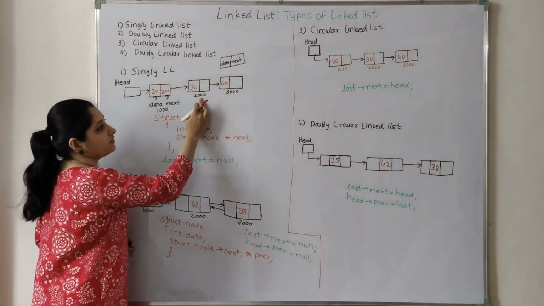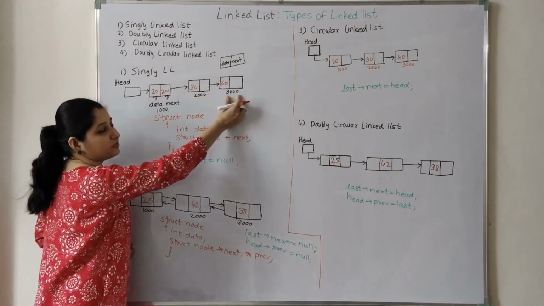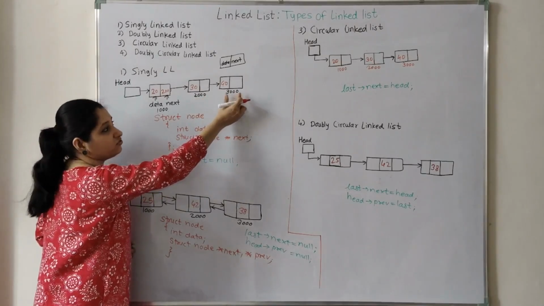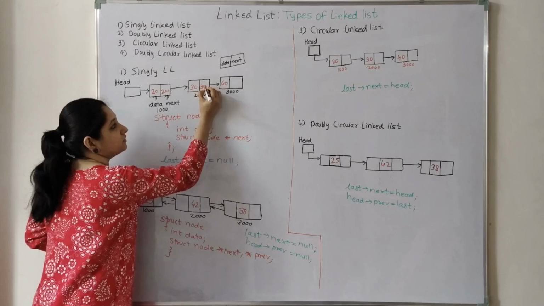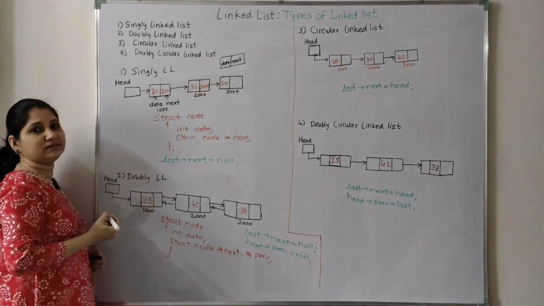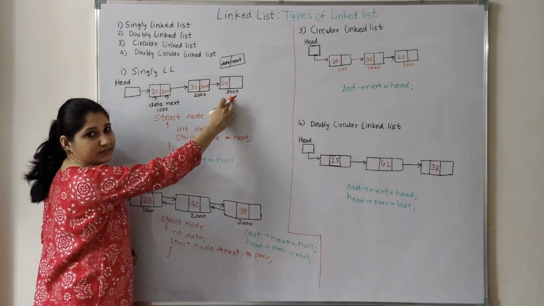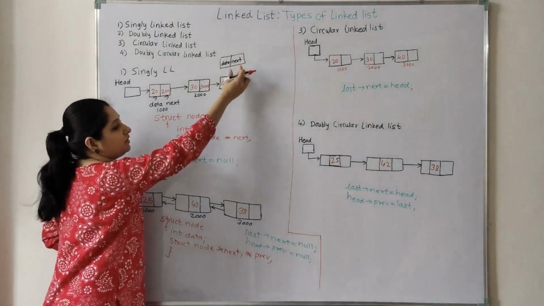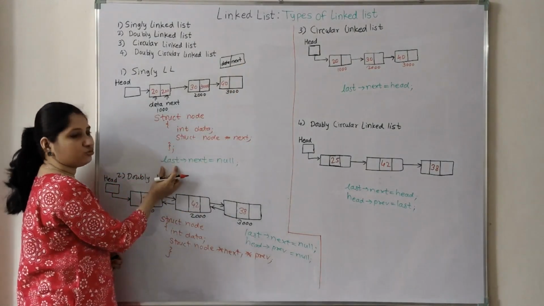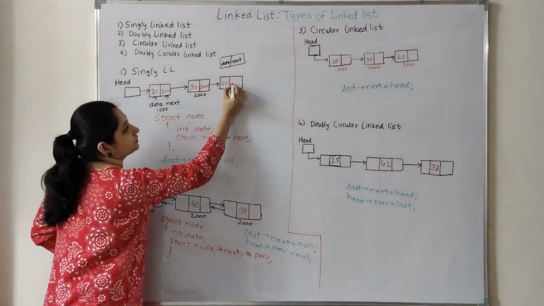Now in the case of the 2000 memory location, this will store the address of the node stored at 3000. So we put the memory address 3000 here, and this is the last node of our linked list. In the last node, the next part will be null.